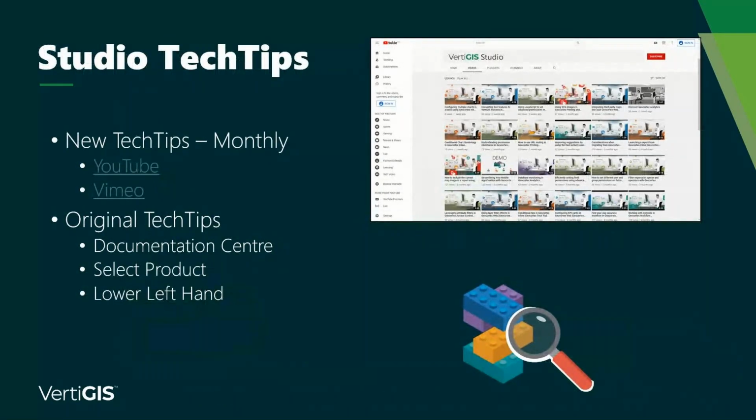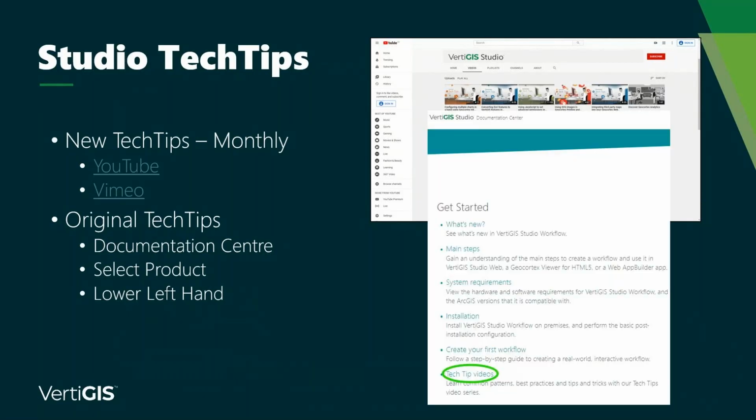Okay, so tech tips. We do tech tips almost on a monthly basis. We post them to YouTube as well as to Vimeo. And we do have some original tech tip videos, which are still very valid in most cases. So within the documentation center, in the bottom left-hand corner, you'll see a hidden, out-of-the-way link to tech tip videos. If you launch that, and if you're in the documentation center looking at a specific product, you can get those older videos, which are free. They are a little dated, but most of them are valid, especially since VertiGIS Studio Search is only VertiGIS Studio Search, right? So it may be worth taking a look at to get some more information.